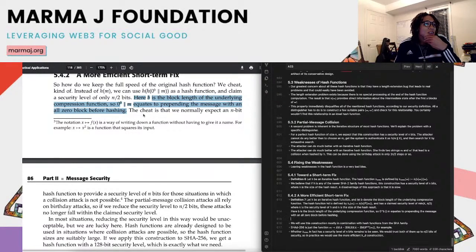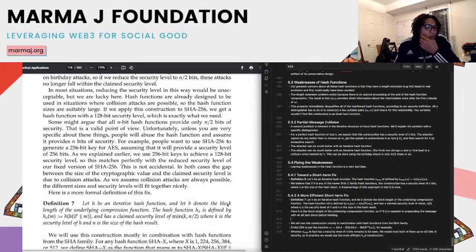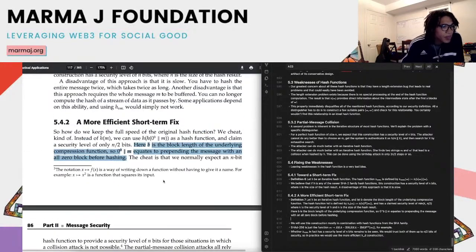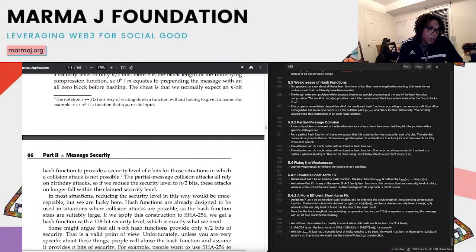So if that's helpful, you're claiming a security level of min(K, n/2). K is the security level of H, and N is the size of the hash result. Okay. The cheat is we normally expect an n-bit hash function to provide n bits of security for those situations in which a collision attack is not possible. So we're cheating, but we're being clear about it.